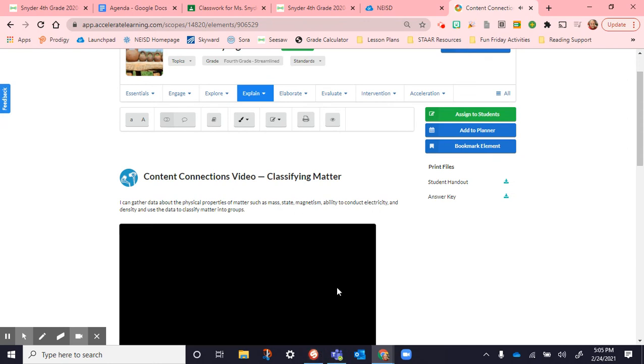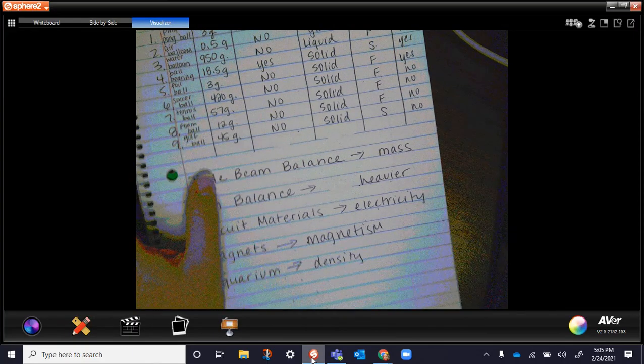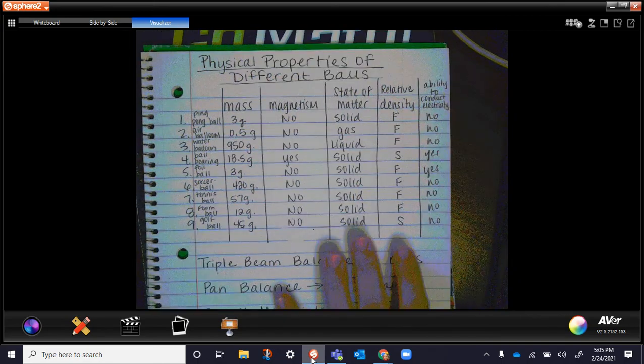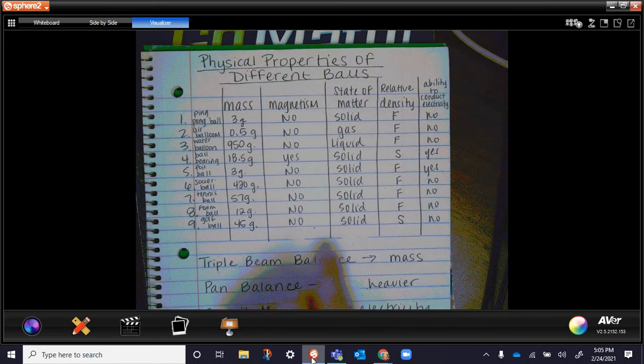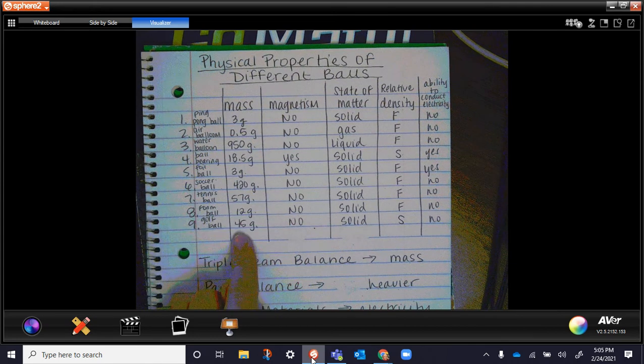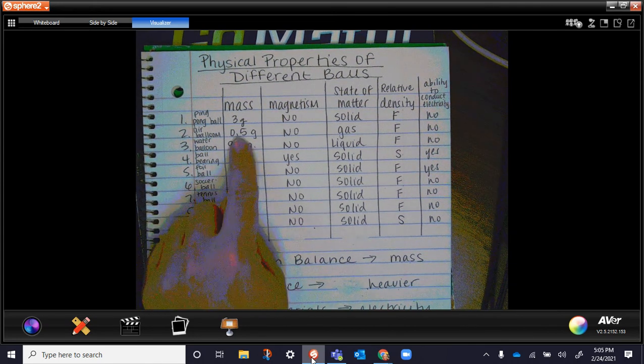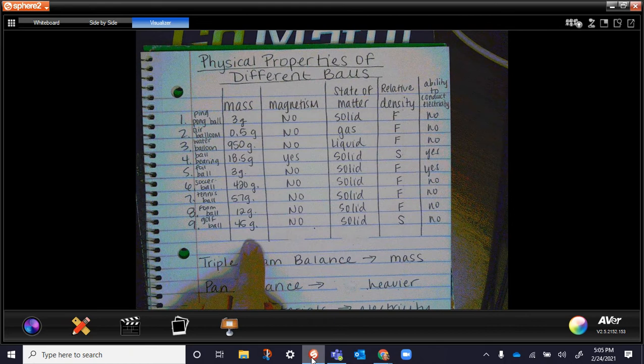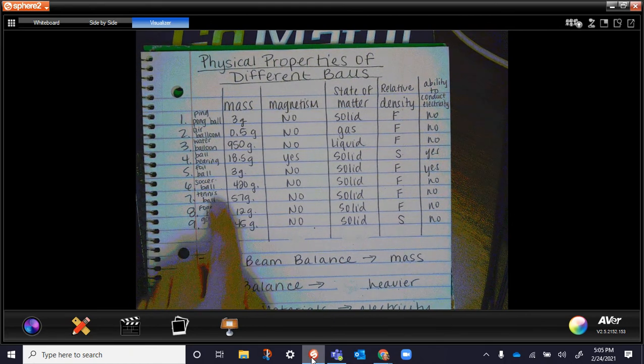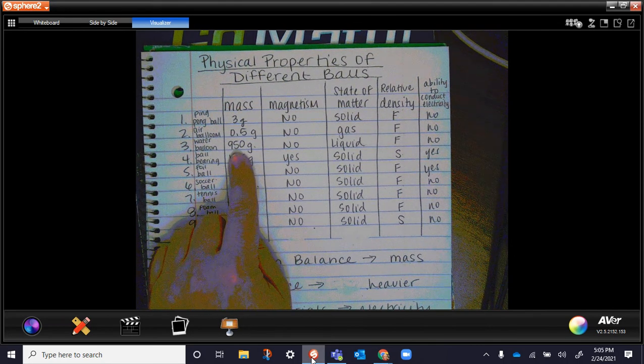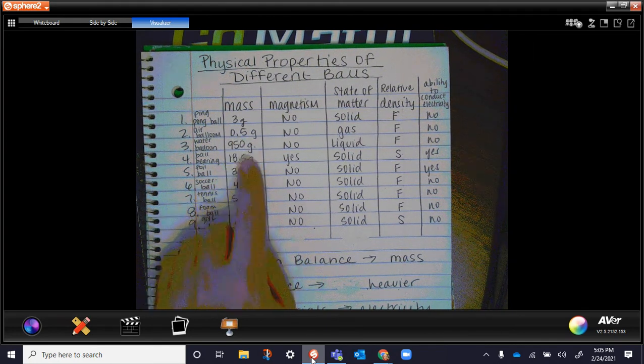All right, so what we did was we went ahead and took some notes, and we paused after each one and talked about it. Like with the mass, we talked about number one, how we use a triple beam balance to find it, and I'll show that in a second. Then we noticed that the water balloon had the most mass. The air balloon had the least amount because it only had half of a gram.